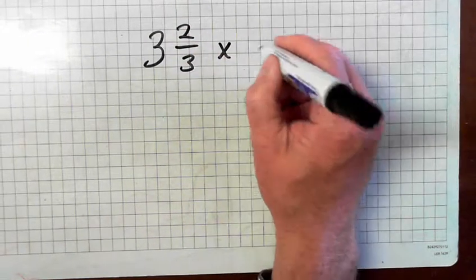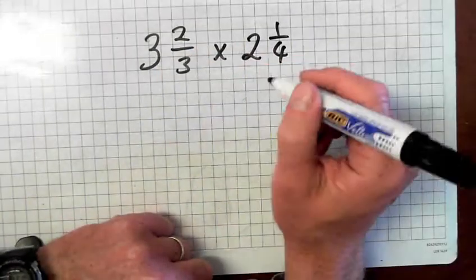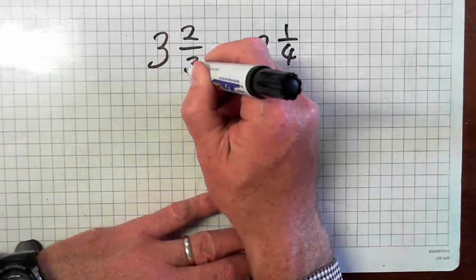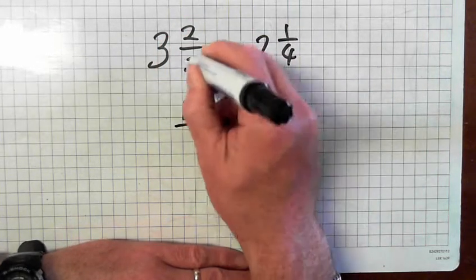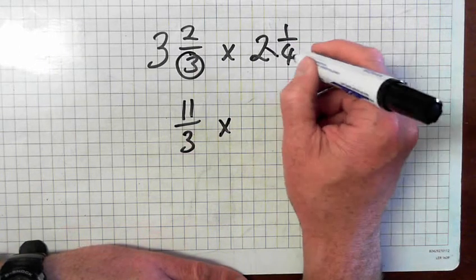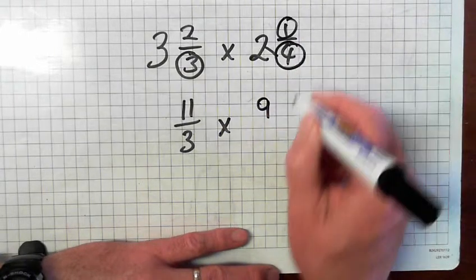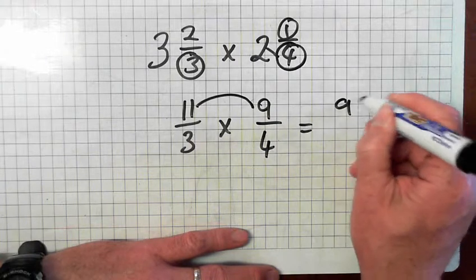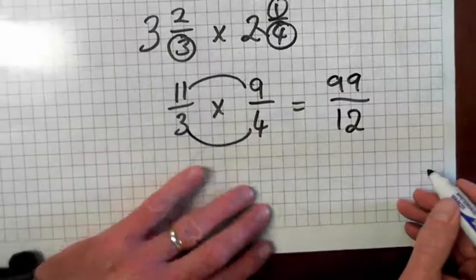3 2/3 times 2 1/4. Change the mixed numbers to improper fractions. 3 times 3 is 9 plus 2 is 11 over 3, times 2 times 4 is 8 plus 1 is 9 over 4. 9 11s are 99. 3 times 4 is 12.